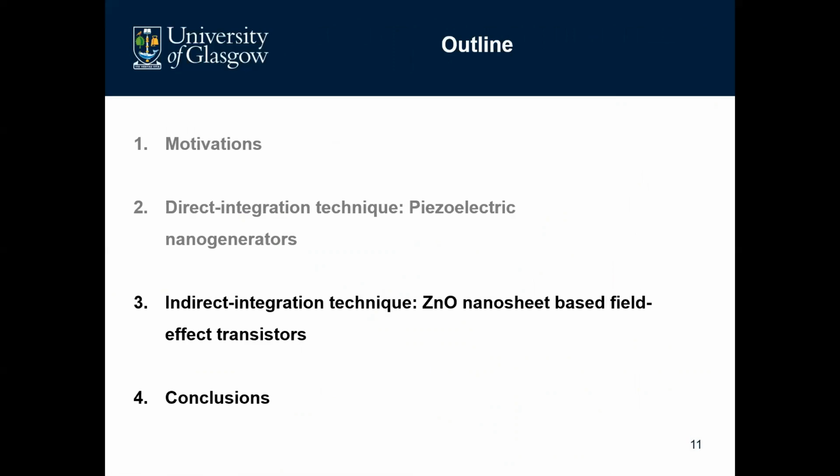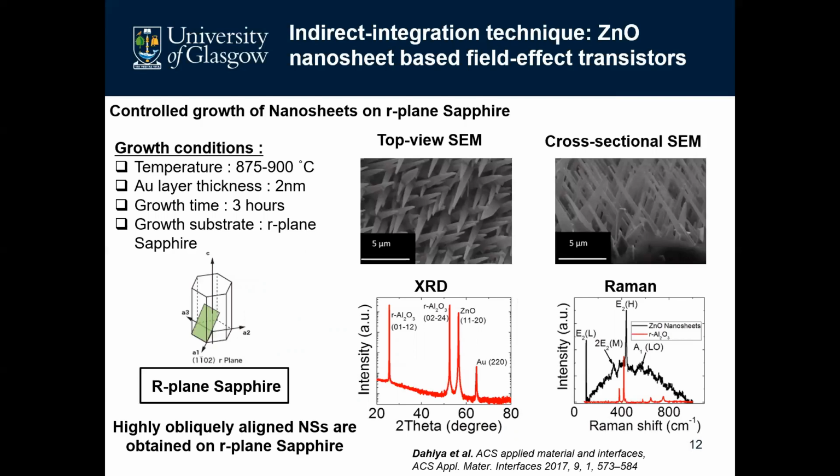So next, we move on to the indirect integration technique, where we will fabricate zinc oxide nanosheet-based field effect transistors. As we mentioned, in indirect integration, first we need to grow zinc oxide nanostructures at high temperature. So here we are demonstrating another interesting material, another morphology, zinc oxide nanosheets rather than zinc oxide nanowires, which is normally used for fabricating flexible electronics.